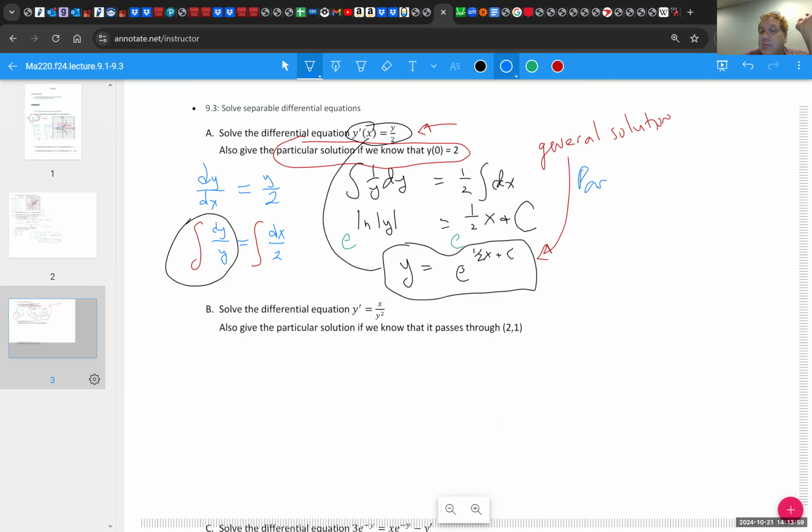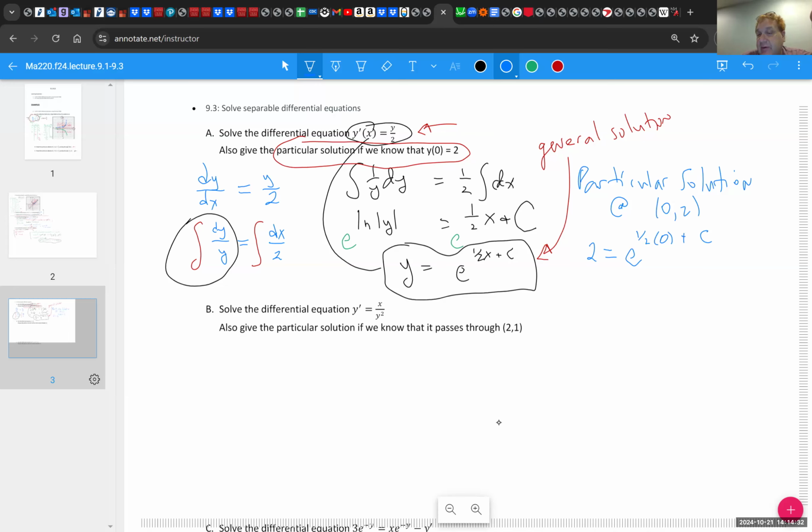Particular solution, we'd have to know some information of which particular solution we want. So our particular solution is going to be the one that's at (0, 2), because it says y of 0 is equal to 2. So I'm just going to plug that in. If we have information, we know x is 0, y is 2. Let's just plug it in. So we get 2 equals e to the 1/2 times x plus our big C constant.